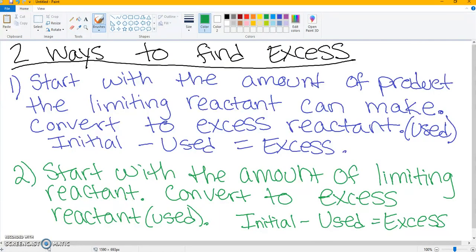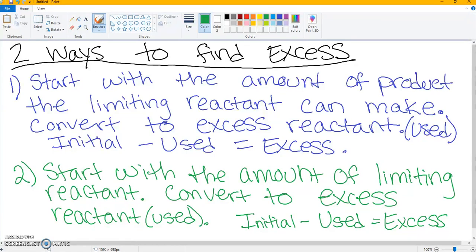Alright, so somewhere on your notes, I want you to make sure you have the 2 ways to find excess written down. Because usually what gets people stumped are just the little things. They can do the stoichiometry just fine, but it's just the little things that get them mixed up. So please write these down somewhere. The first one, start with the amount of product that your limiting reactant can make, and then convert it to your excess reactant, and then initial minus used. And the second one is, start with the amount of limiting reactant you have, convert to excess reactant, and then you can do initial minus used equals excess.